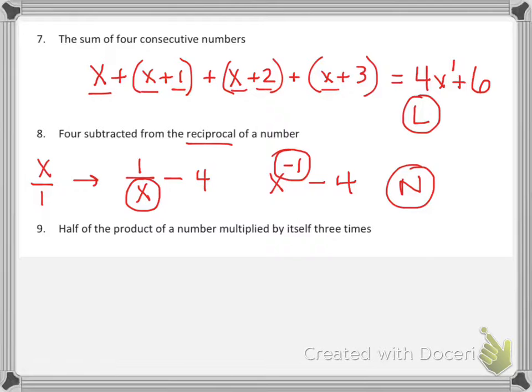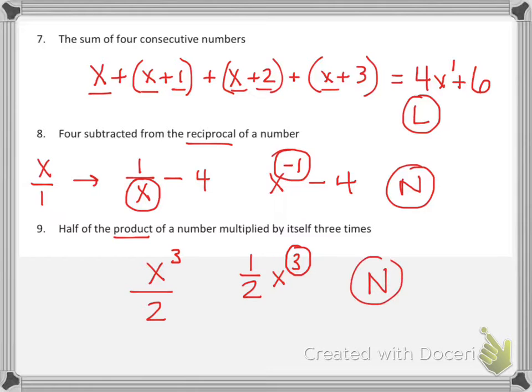All right, number 9, half of the product, so product means answer to a multiplication problem, of a number multiplied by itself 3 times. Well, a number multiplied by itself 3 times is to the third power, x to the third power. And then we want half of that. So I could either divide by 2, or I could say 1/2 of x cubed. Either way, I have an exponent that is greater than 1, not 0 or 1, and so I know this is a nonlinear expression.